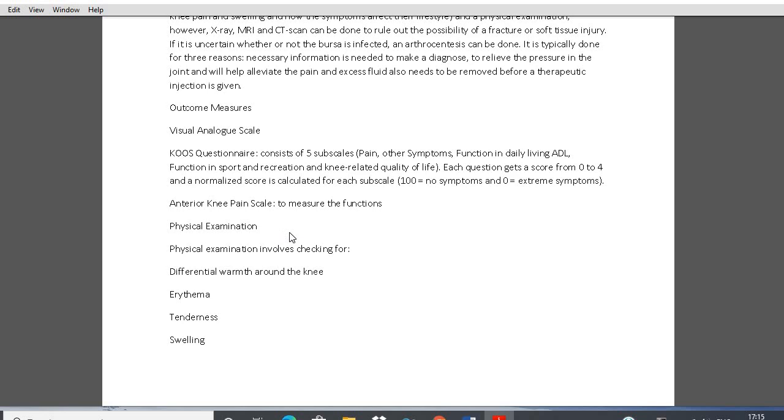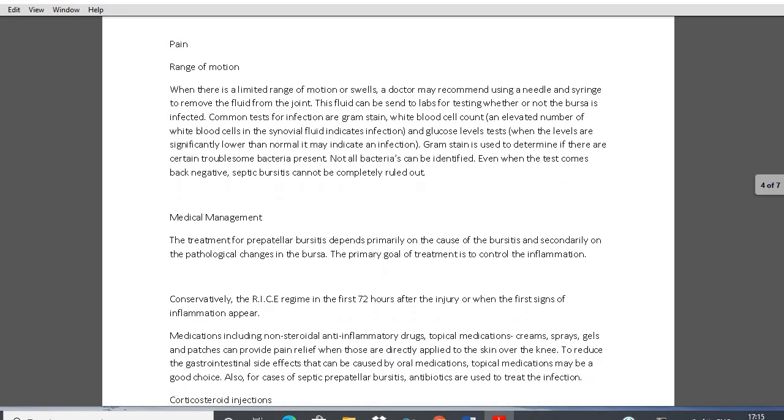Then we go for the physical examination, which involves checking for warmth around the knee, erythema, tenderness, swelling, pain, and range of motion. When there is limited ROM or swelling, a surgeon may recommend using a needle and syringe to remove the fluid from the joint. The fluid can be sent to the lab for culture, to see whether or not the bursa is infected or whether there are any infective organisms.